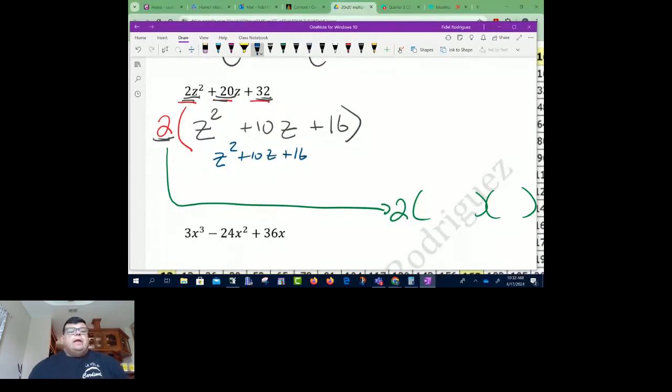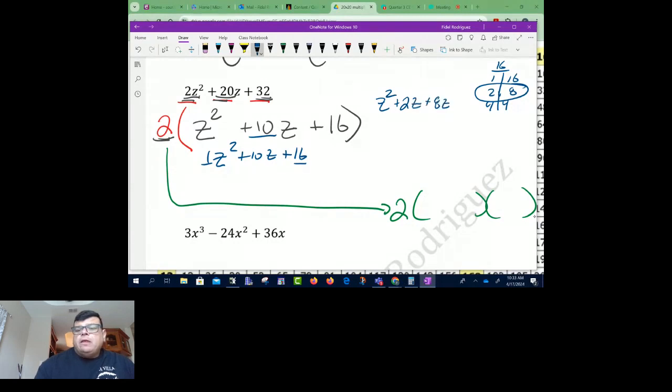Okay. And I'm going to say, inside the parentheses, do I know how to factor that? Yeah, because that number is a 1. So 1 times 16 is 16. The numbers that I know multiply to 16 are 1 and 16, 2 and 8, and 4 and 4. And I'm looking for the pair that's going to add up to 10. Looks like 2 and 8 are my magic numbers, right? So let's write this out. z squared plus 2z plus 8z plus 16.